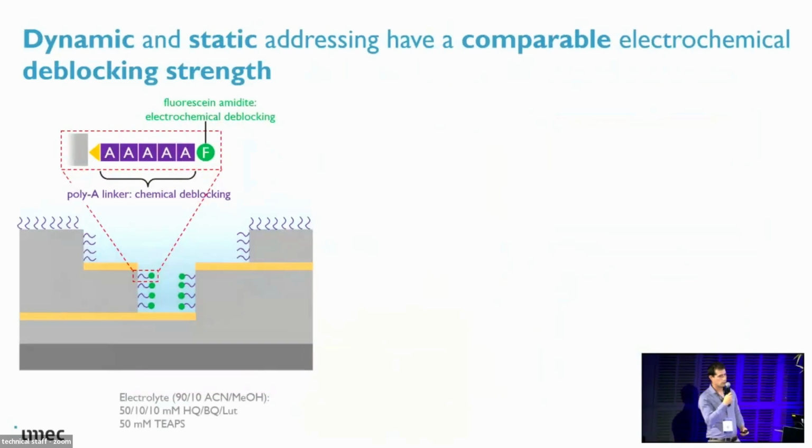And in order to show that you can effectively deblock using pulsing, right? Fluorescence or pH imaging is nice, but if you cannot really deblock, it doesn't really tell you much. So in this case, what we did was synthesize a poly-A everywhere on the chip using just regular chemical deblocking with trichloroacetic acid. Then in the final step, we selectively deblocked certain sites with different conditions, electrochemically, either static or pulsed, and we then coupled a fluorescein amidite molecule as a reporter. Only those sites that were deblocked efficiently will show some fluorescence.